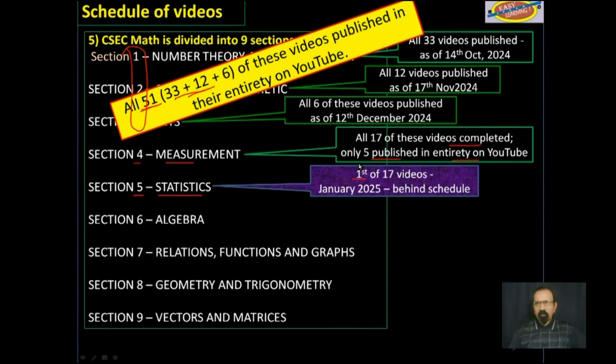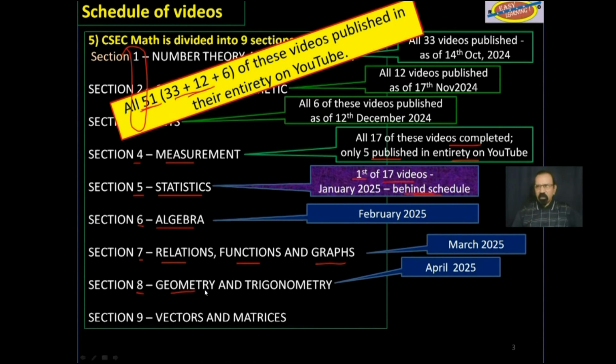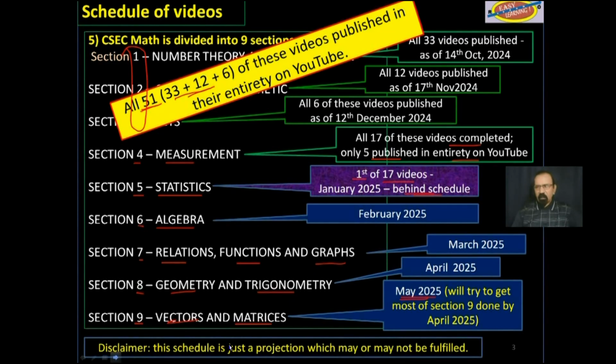This is the first of 17 videos, and we are behind schedule. After that, we have algebra to do, and then section 7, relations, functions, and graphs. Section 8, geometry and trigonometry. And section 9, vectors and matrices. Hopefully, we'll get that done by May 2025. However, disclaimer, this schedule is just a projection which may or may not be fulfilled. It is not a contract, and right now, it doesn't look like we finish this in May 2025.